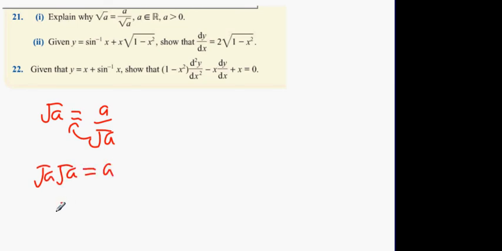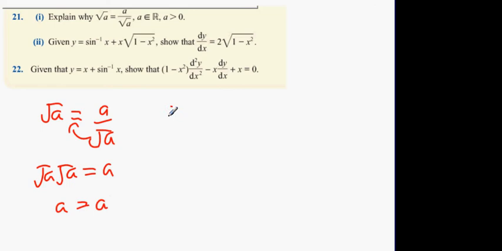Okay, what we're looking at here is y. Explain why the square root of a equals a over root a. Well, there's two ways of doing this, okay? The first way you could do it is you could explain by cross multiplication that root a by root a is a, and a equals a.